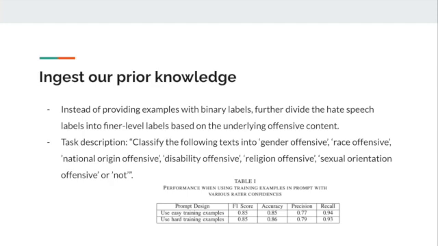First, instead of providing examples with binary labels, hate speech or not, we can further divide the hate speech labels into finer level labels based on the underlying offensive content. Hopefully, the model can learn what perspectives to evaluate through this finer level label space. Now, the task description becomes: classify the following texts into gender offensive, race offensive, national origin offensive, disability offensive, religion offensive, sexual orientation offensive, or not.